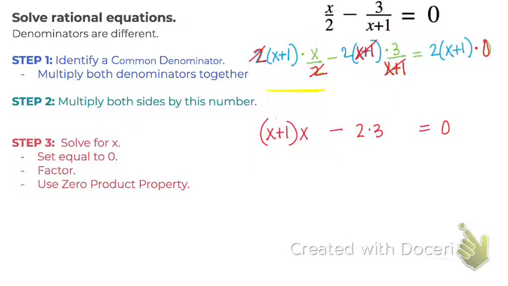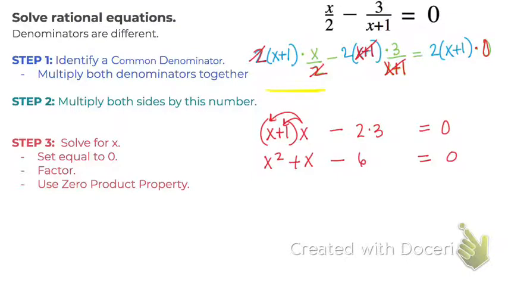So first, let's simplify. Our first step is to just distribute. In this first case, we could have written it like this. Instead, we're still just multiplying x times x and x times 1. And then 2 times 3 is 6. And then all of that is set equal to 0. So this is what we have.